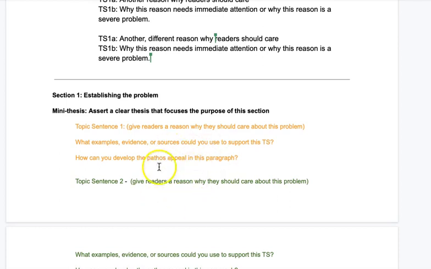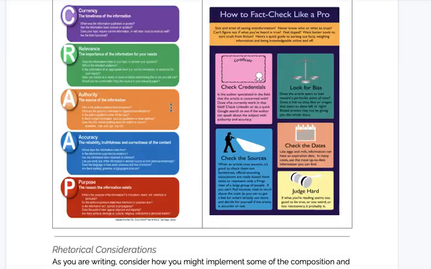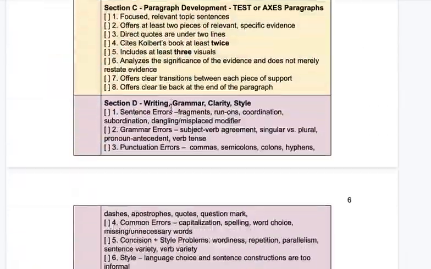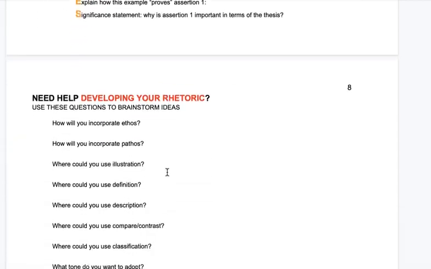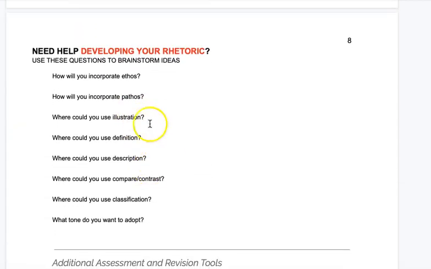So think about whatever that particular emotion is, and also remember those modes of development. When you're thinking about modes of development, that's one of the writing tools that I had out here on the prompt. If you go down to the writing tools, think about modes of development. How could you use description or illustration? Those things are really, really powerful in getting your readers to get emotionally connected.